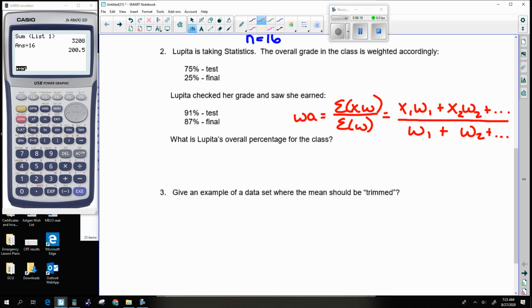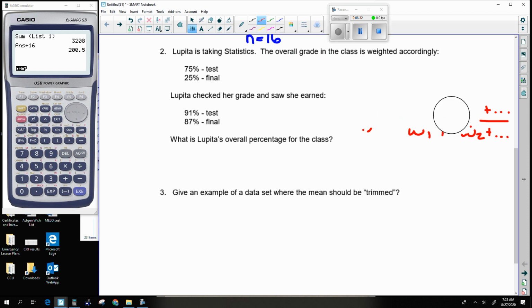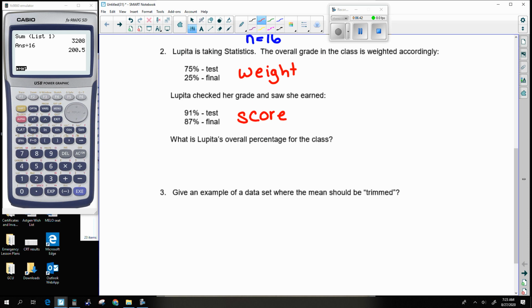So what the x represents is the score, what the w represents is the weight. On the top, I multiply the individual scores with the weights, add it all up. On the bottom, I just add the weights added up for whatever categories. So I see that these are the weights. These are the scores. So what is Lupita's grade?